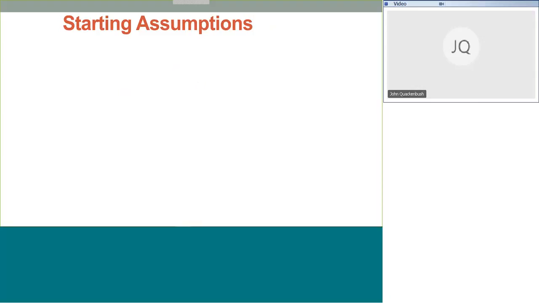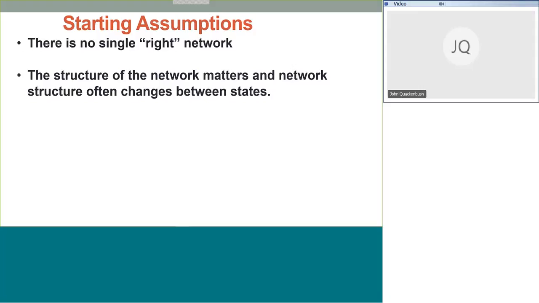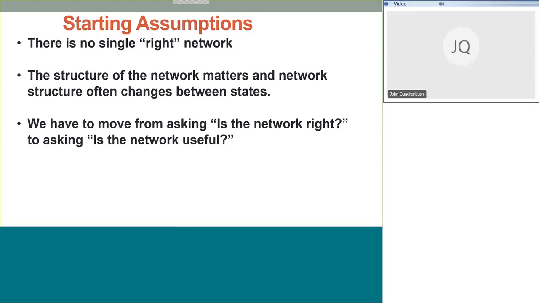So I'll start with some assumptions that we use in model building. The first is that there is no single right network, that there are lots of networks representing really the array of phenotypes we want to try to understand. The second is that the structure of the network matters, and that network structure can change between states, maybe subtly, maybe profoundly, but we want to understand what those changes mean.